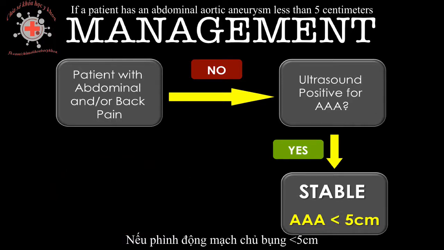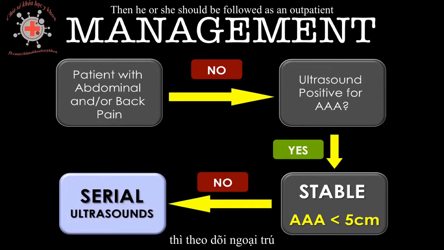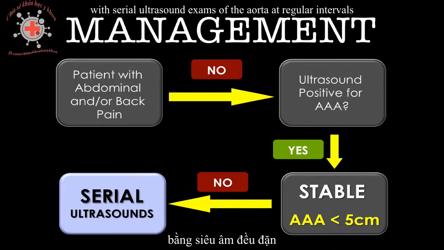If a patient has an abdominal aortic aneurysm less than 5 centimeters and lacks back pain and cardiovascular instability, then he or she should be followed as an outpatient with serial ultrasound exams of the aorta at regular intervals.